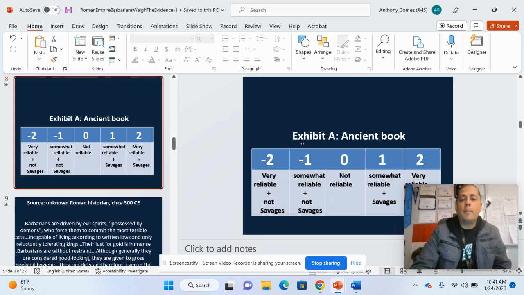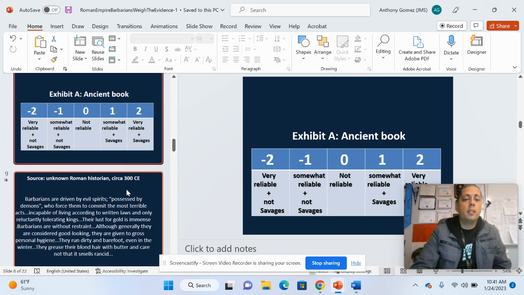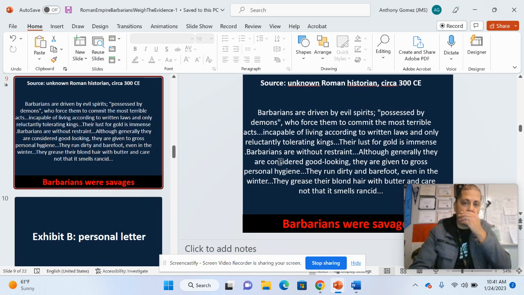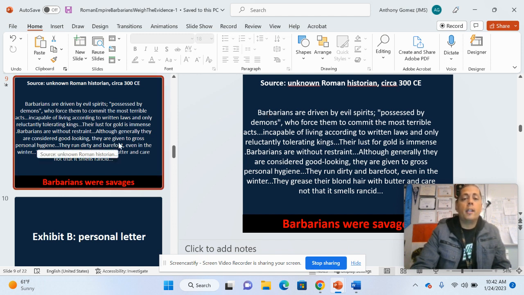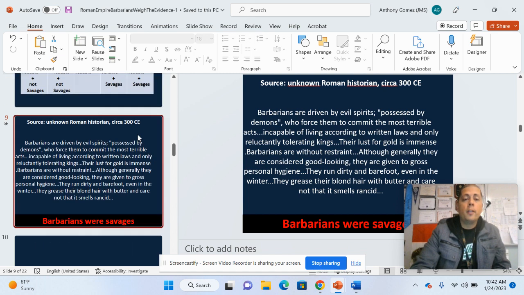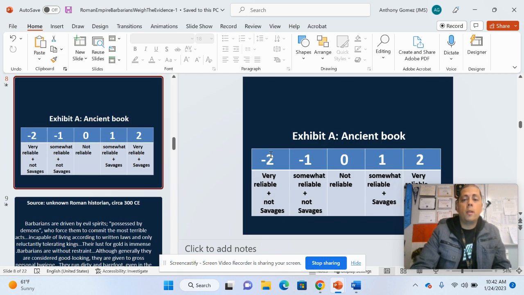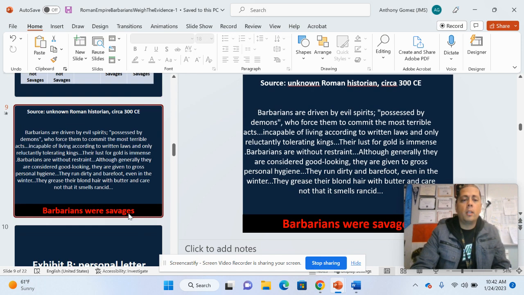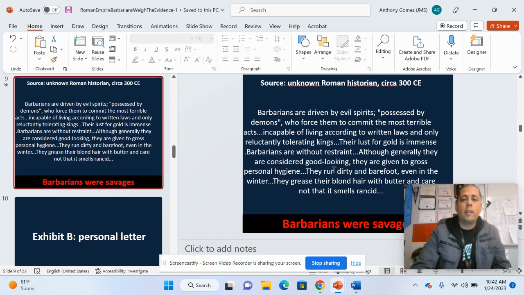For example, exhibit A will be an ancient book. This is the source that goes along with it: an unknown historian around the year 300 CE. You read this to them: barbarians are driven by evil spirits. After reading it, they are going to give it ratings, right? They're going to be answering two questions, the first being, is this source reliable? Obviously, they're going to use the source and the way it's written.